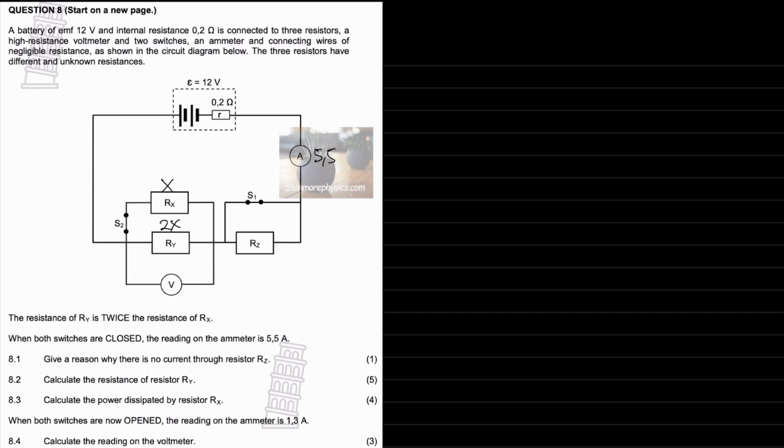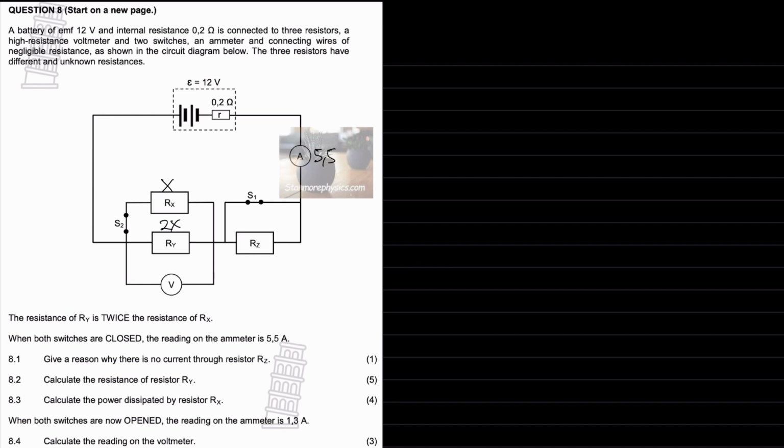Then 8.1 says, give a reason why there is no current flowing through resistor Rz. So if we go and follow the current right through here, the current will split at that parallel branch. It will join up back here. But the current will go through S1 instead of going through Rz because that represents a path of least resistance. Then let's move on to 8.2.